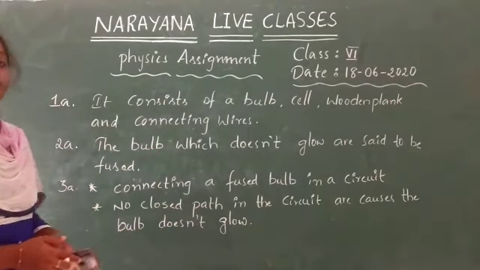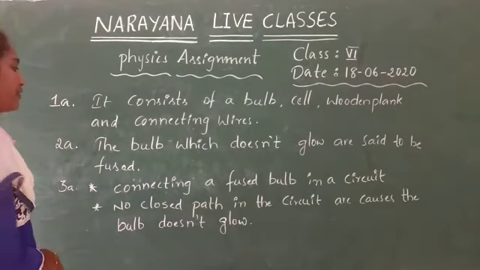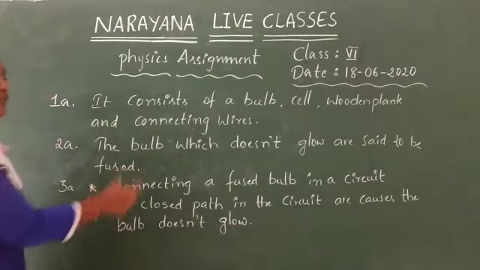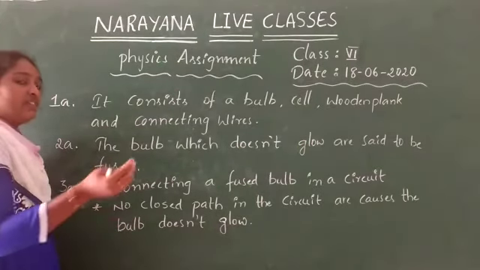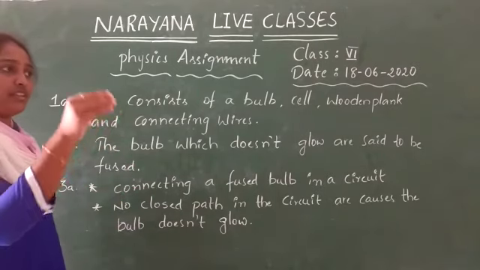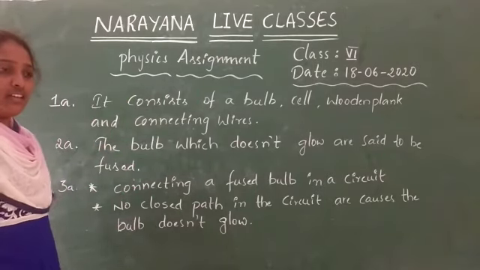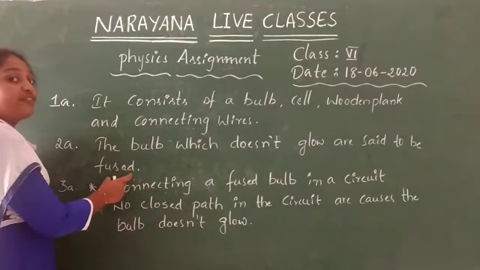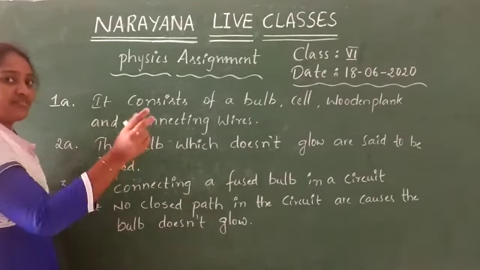The second question in our assignment is, what is meant by fused? The bulb which doesn't glow is said to be fused. Even though electricity is available, if the bulb doesn't glow, the reason behind that is the bulb is fused. We will say that the bulb is fused.